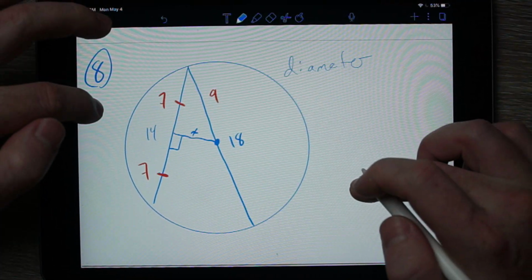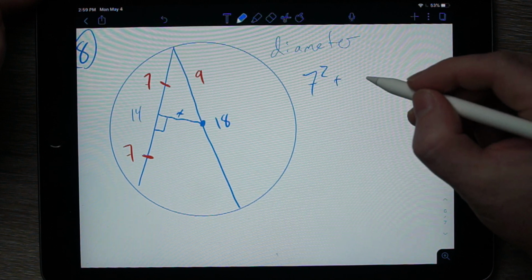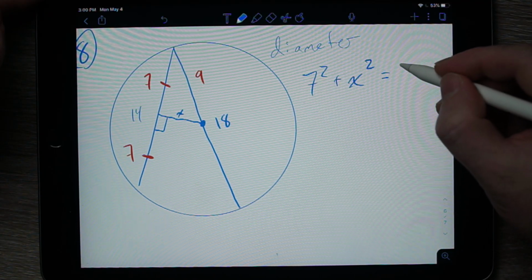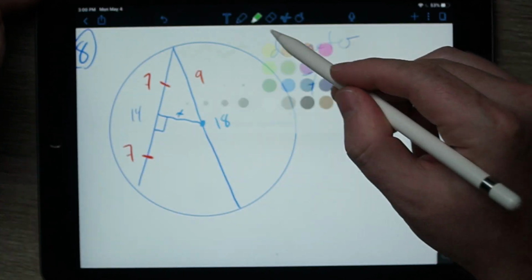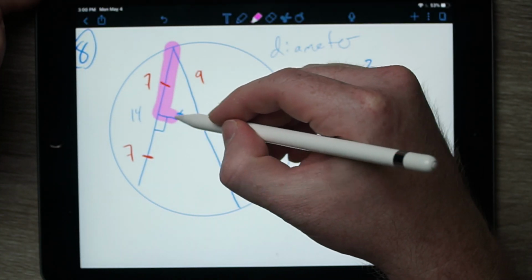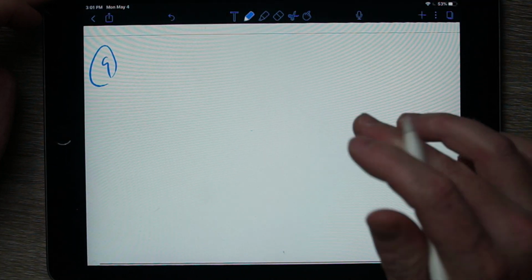So how do we solve? Pythagorean theorem. And how do we tee it up? I'm not going to make us go all the way through it, but how do we set it up? It would be 7 squared plus x squared equals 9 squared. Not 18. It would be the hypotenuse of the right triangle that we just made, which is, here, I'll highlight it in pink. Oh, 9 squared. 9 squared. Very good. We got time for one more?